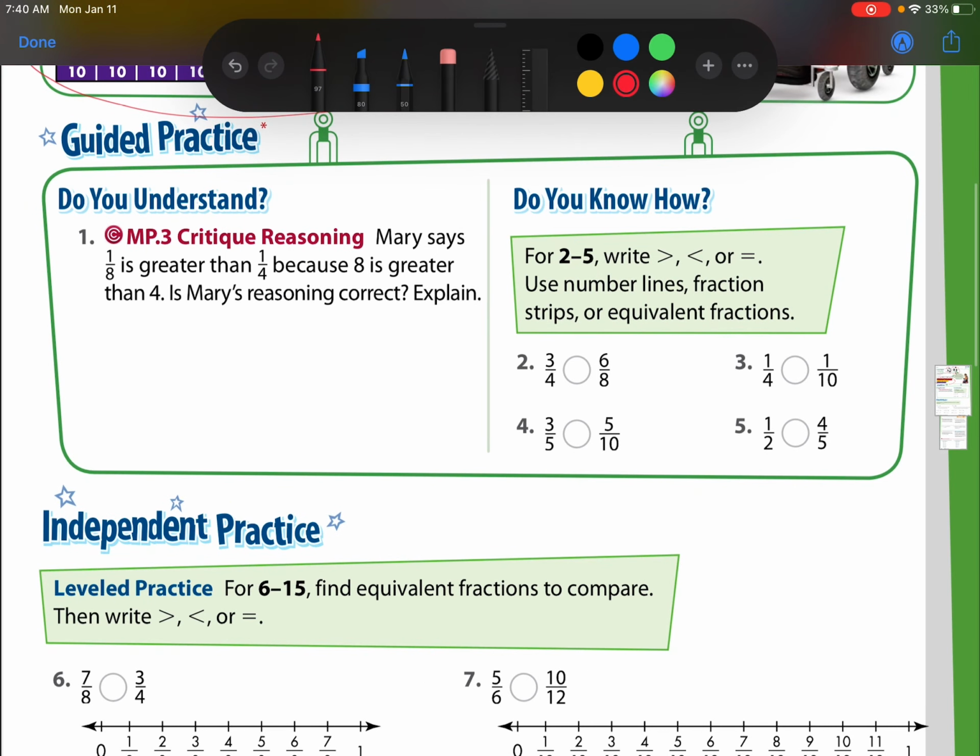Okay, so now number 1, it says Mary says that 1/8 is greater. So this is what Mary's saying: 1/8 is greater than 1/4 because 8 is bigger than 4. Is she correct? Well, think about it. If I draw a picture first, here's 1/8. She's saying this tiny piece right here is bigger than if we break it up into 4s. And just by looking at it, we know that it's wrong. So how can we say that she's wrong?